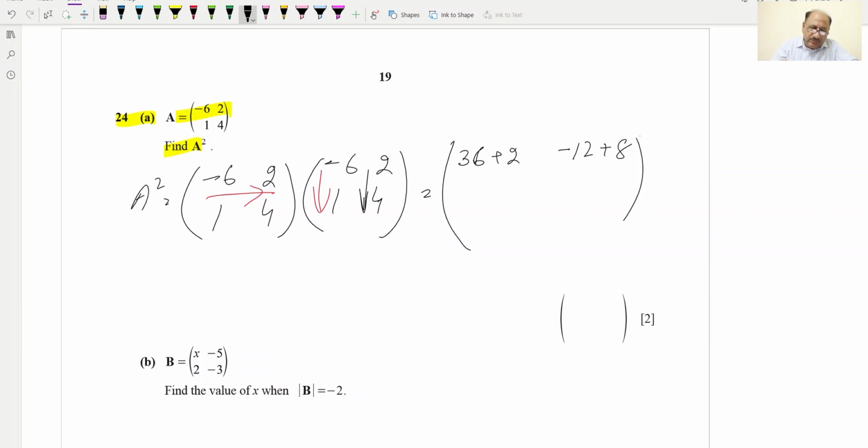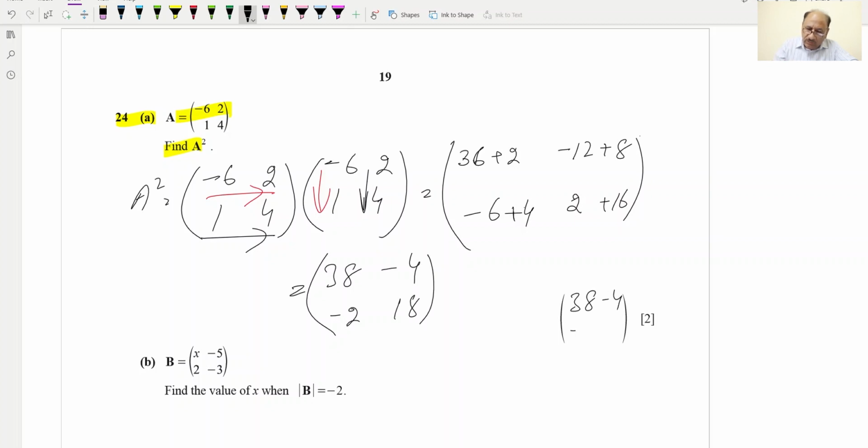and then second row and first column, so it will be minus 6 and plus 4, and the second row second column will be 1 into 2 will be 2, plus 4 into 4 will be 16, and this will be resulting to 38. 36 plus 2 will be 38, minus 6 plus 4 will be minus 2, and minus 12 plus 8 will be minus 4, and 2 plus 16 will be 18. So we can write the answer over here, which is the proper place. So 2 mark question which is done.